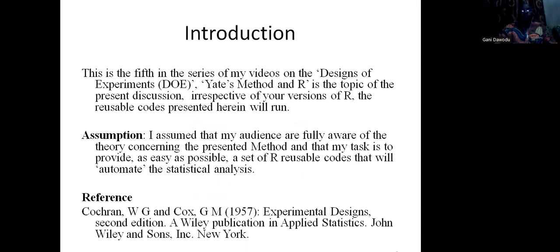Okay, this is the fifth in the series of my videos on the design of experiments. Yates Method and R is the topic of the present discussion. And I assure you that irrespective of your version of R, the code presented herein will run. I've assumed that you know about Yates method, at least to a certain level. The additional parts can be easily comprehended, and the codes are quite reusable. The reference material still remains Cochran and Cox.